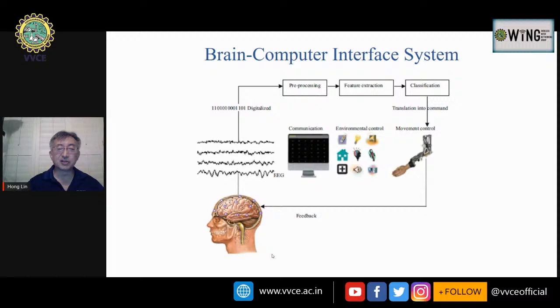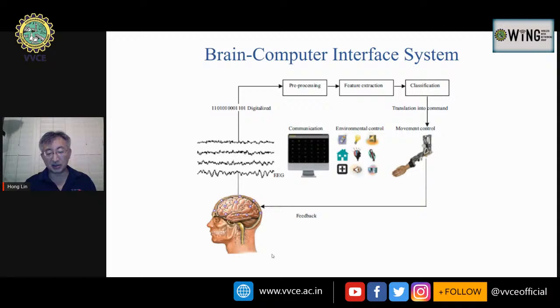The person can adjust his activities based on the feedback. So this is a typical data flow cycle in a brain computer interface system.